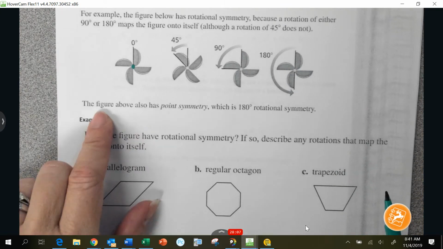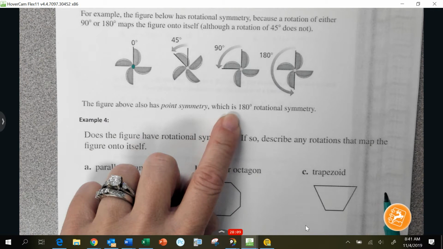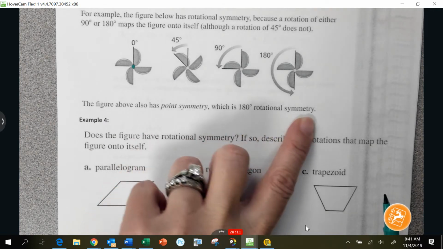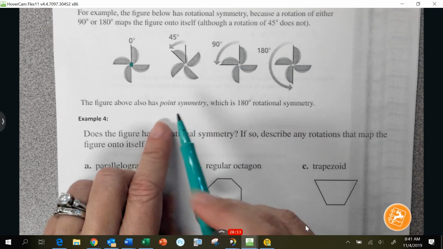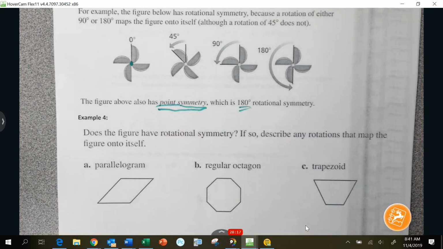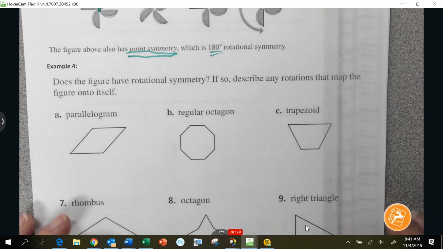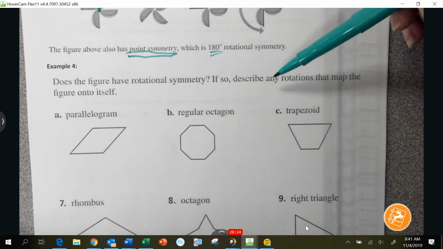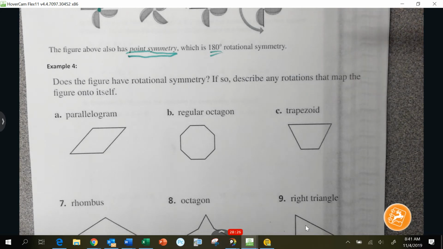The figure above also has point symmetry, which is 180 degrees rotational symmetry. So anytime you have point symmetry, that is when we have 180 degrees rotational symmetry. Okay, so does the figure have rotational symmetry? If so, describe any rotations that map it onto itself.